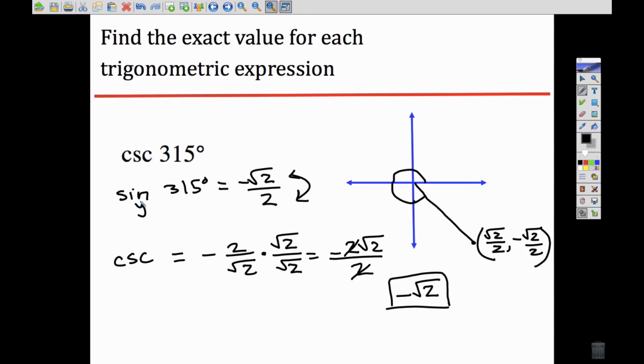Cosecant is the reciprocal of sine. So I look at the y value, and then I flip it, and then I rationalize the denominator.